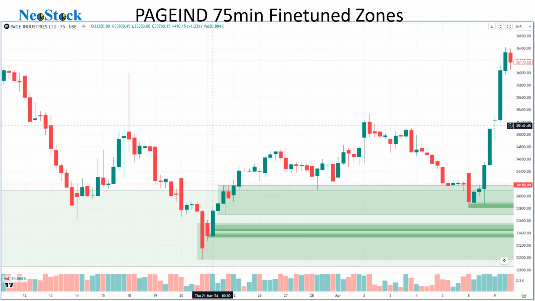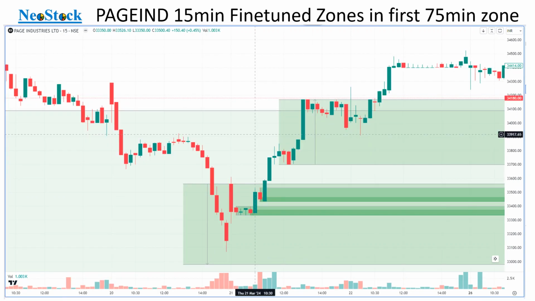And this zone is again fine-tuned with 75 minutes time frame. We have identified 2 75 minutes fine-tuned zones inside the daily zone. The first zone is on 21st March 2024, and above it we have one more zone. And these 2 zones again we need to fine-tune with 15 minutes time frame. So these are the 15 minutes fine-tuned zones. So we have a drop, 1, 2, 3, 4 base candles and a rally candle. This rally candle is on 21st March 2024.